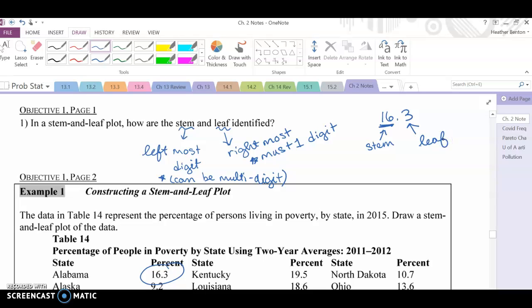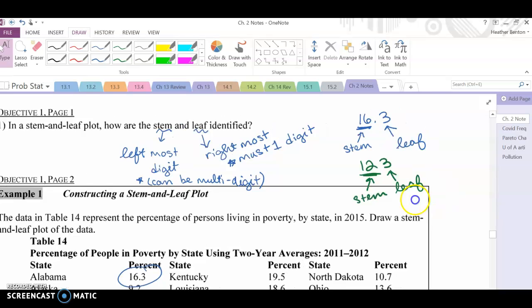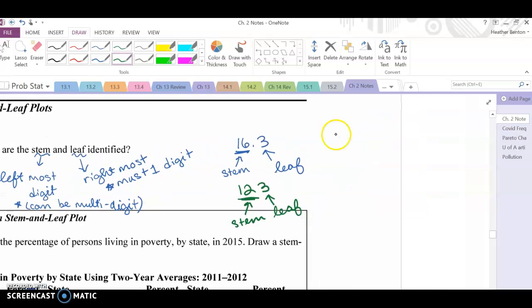But it doesn't have to be a decimal. It could even be something like 123, in which case 12 would be the stem and 3 would be the leaf. It doesn't really matter how big or how small. You could even make it 0.13, in which case 0.1 is the stem and the leaf is 3. I don't know why I made all my leaves 3, but I did.